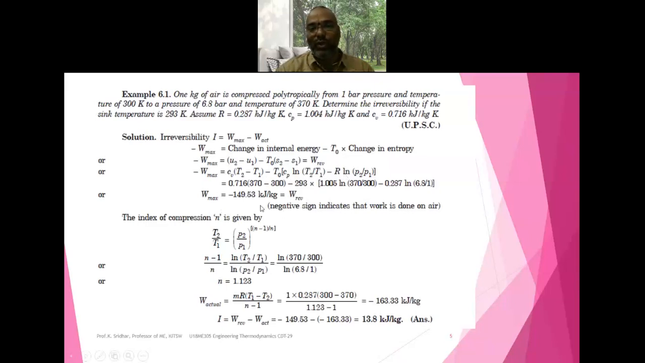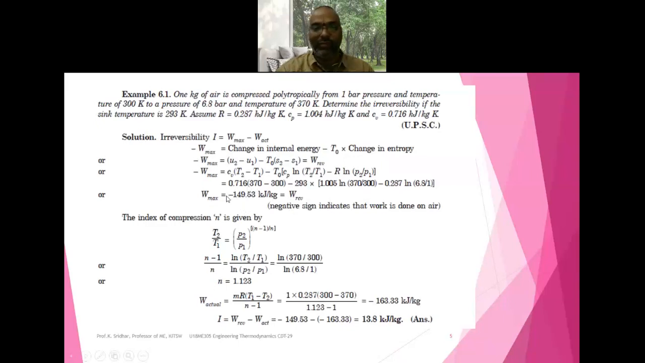So first you find the maximum amount of work which is produced by this particular system, which is equivalent to minus 149.53 kilojoules per kg. You know what we mean by the minus sign: it is the work done on the system. Here, on the system means the work done on the air. So the work done on the air is 149.53 kilojoules per kg.